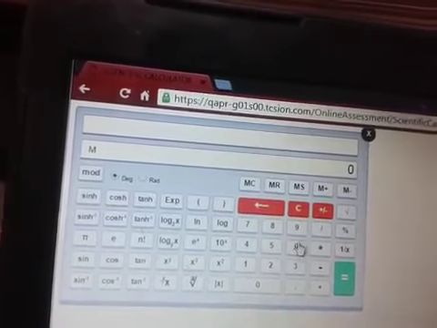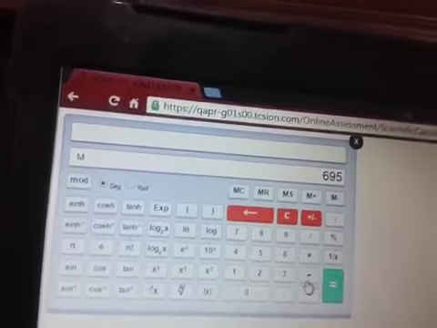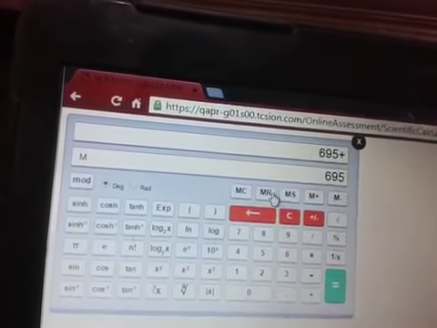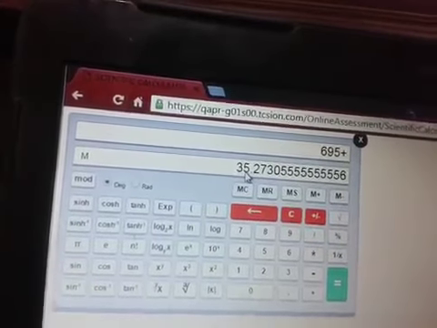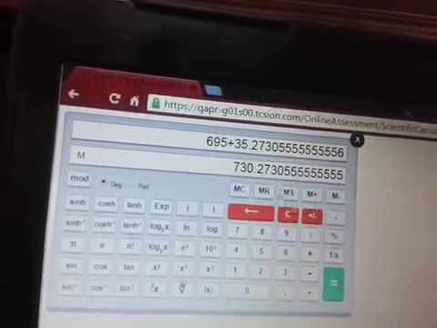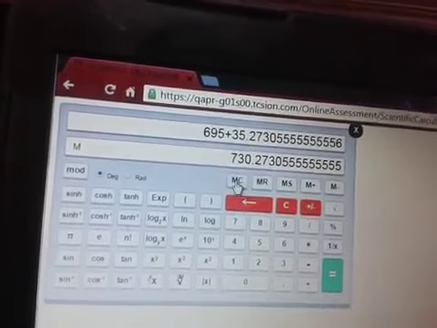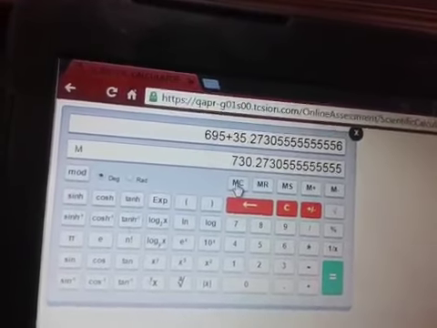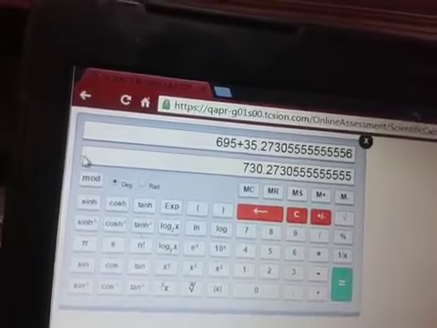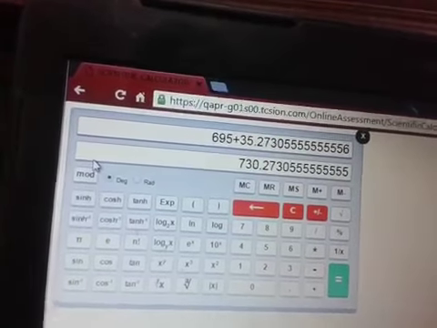Now suppose after some calculation I got this, and I want to add this to my memory read. So this was the value I had currently stored in here, so I can proceed this way. Don't forget to clear the memory after one question is finished. To clear the memory, you have a symbol here; M is not displayed, that means memory is cleared.